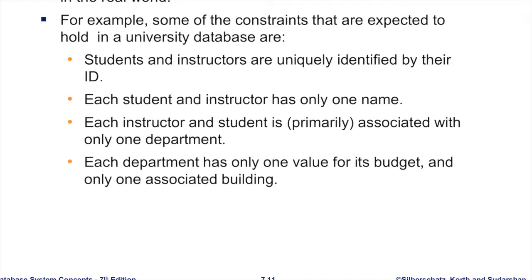And then, each instructor and student is primarily associated with only one department. So even if they shift from one department to another, at a single point in time, a student has only one department association. And then, another example is that each department has only one value for its budget. And it also cannot be associated to two buildings.